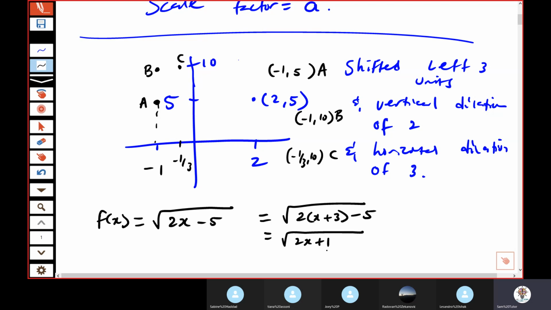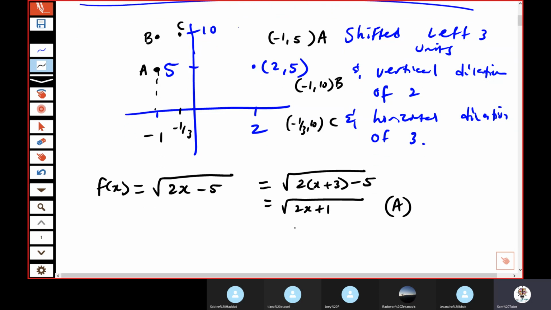Okay, vertical dilation. Again, what does that do? Change the whole y value by the same scale factor. So the whole y value is all of this. I'm just going to call that A, so you understand that was A. B, vertical dilation, that just means times the whole thing by the scale factor. That's the second transformation.